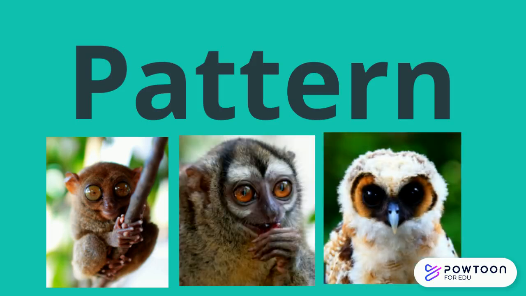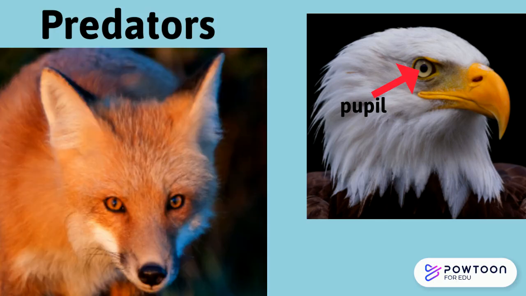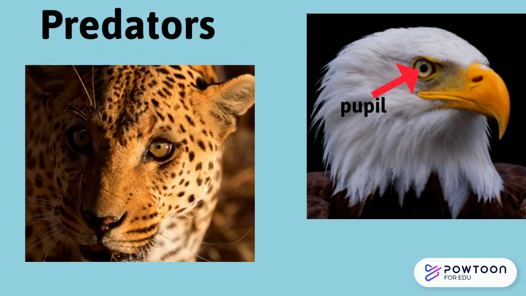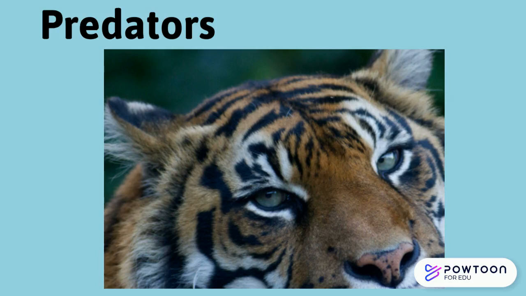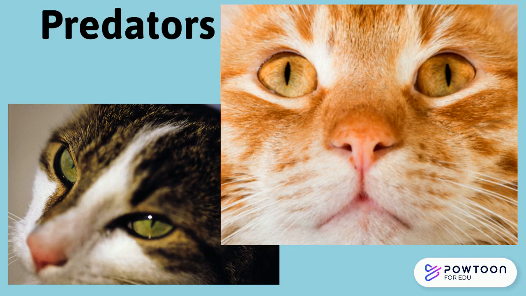Now let's look at these animal eyes and the shape of their pupils, or the black part of the eye. The animals in this group are predators, which means they hunt and eat other animals. Predators' pupils are usually round, or they have vertical slits like this.